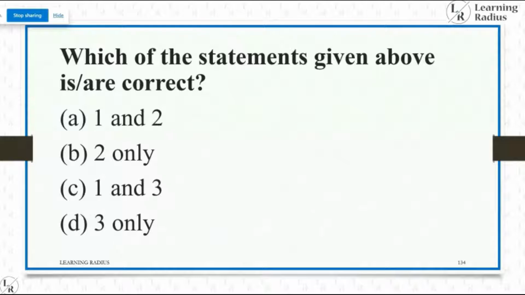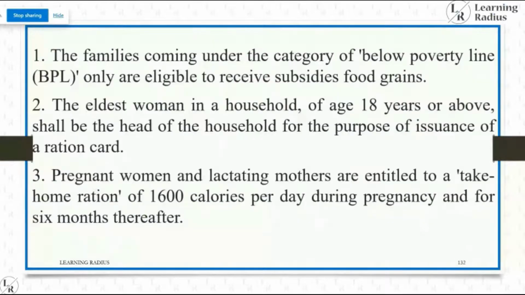Now, if you look into the statements very clearly, you can understand that only the second statement is right, and the first and third statements as such are wrong. That the families coming under the category of below poverty line only are eligible to receive subsidised food grains is wrong. That pregnant women and lactating mothers are entitled to take home ration of 1,600 calories per day during pregnancy and for 6 months thereafter is also wrong. Only the second statement as such is right.